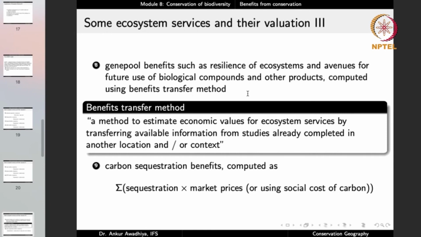Benefits transfer method is a method to estimate economic values for ecosystem services by transferring available information from studies already completed in another location and or context. So basically, because things such as gene pool benefits are difficult to compute in each case, what we do is that for one particular forest, we can compute the gene pool benefits and use that particular value in the computation of ecosystem services of various different forests.